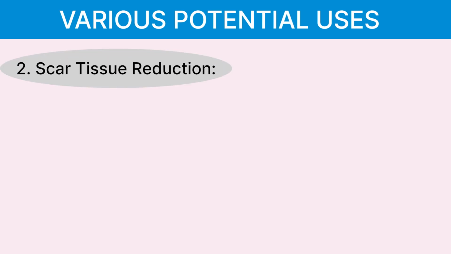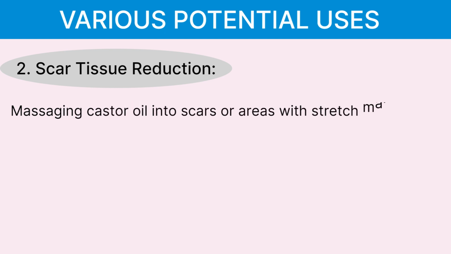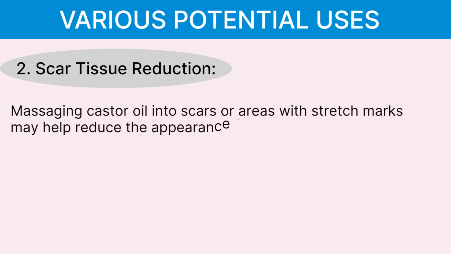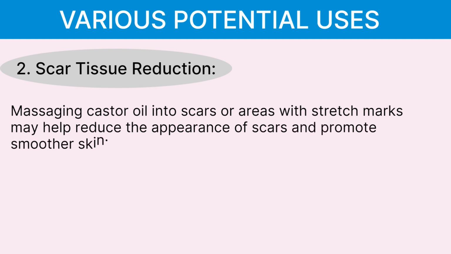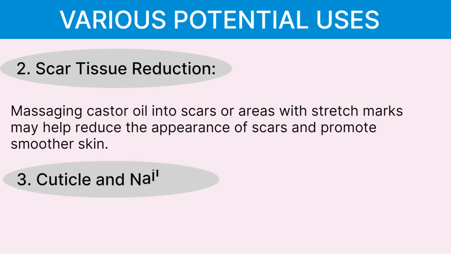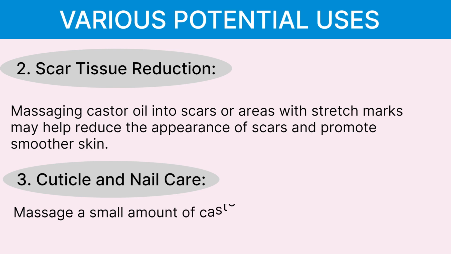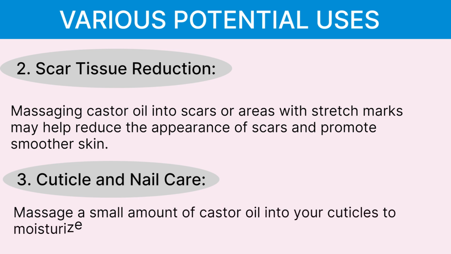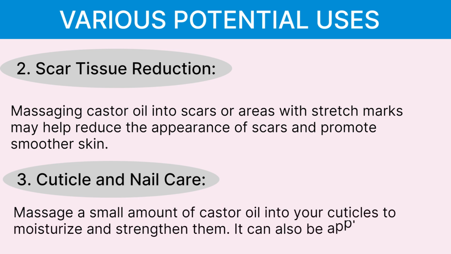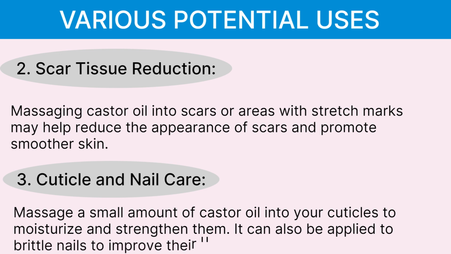Number 2. Scar tissue reduction. Massaging castor oil into scars or areas with stretch marks may help reduce the appearance of scars and promote smoother skin. Number 3. Cuticle and nail care. Massage a small amount of castor oil into your cuticles to moisturize and strengthen them. It can also be applied to brittle nails to improve their health.